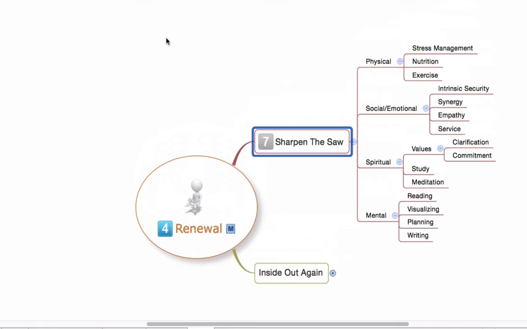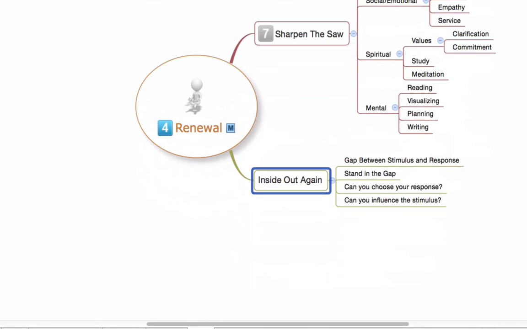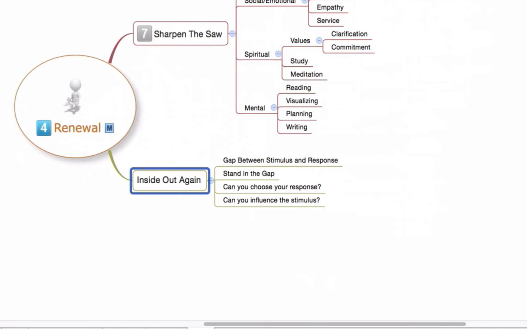Have you taken time to focus on the physical, social, emotional, spiritual, and mental aspects of your life? By spending time like that, you'll always be sharp, and you will be more effective over time. Another component of sharpening the saw is going back to basics on a regular basis. So let's go back to the inside out again. The most important habit that you can develop is the habit of what he calls proactivity, which is not reactive, because that is what differentiates us from the animal kingdom.